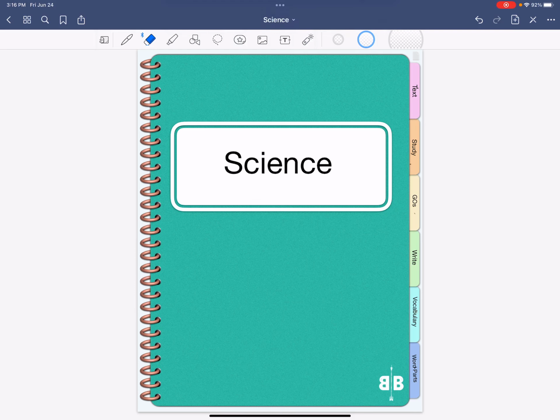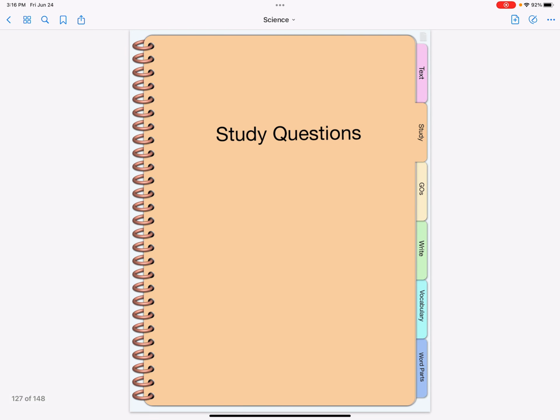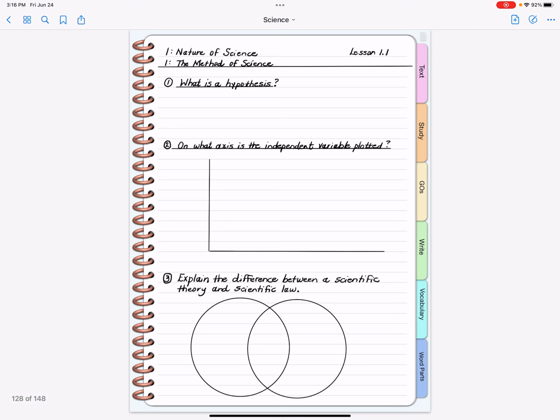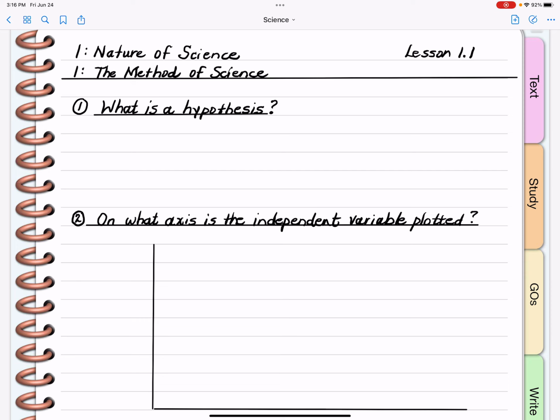Now that we have a little more experience with understanding the scientific method, I want to go back to the study section of our book and do these focus questions, the things that we need to be able to review for a test.